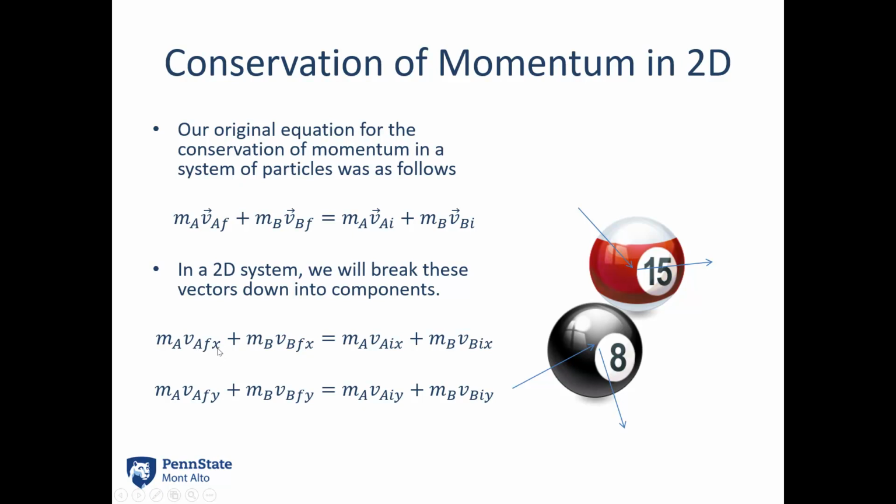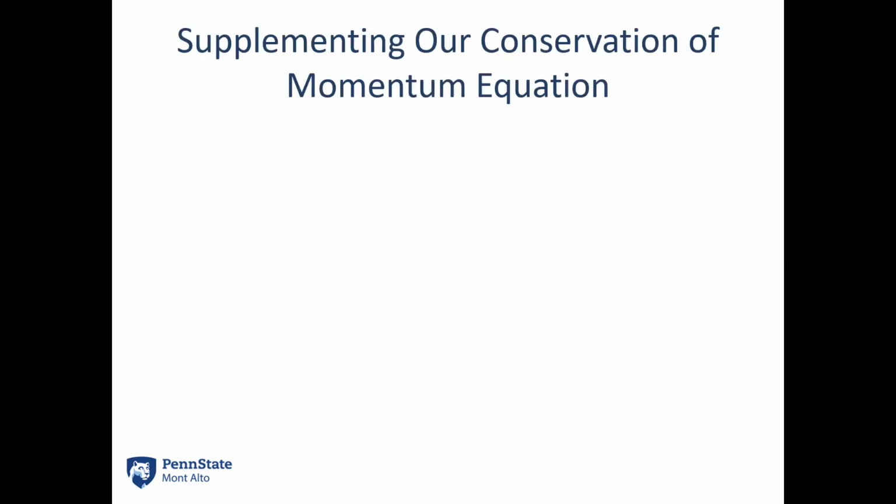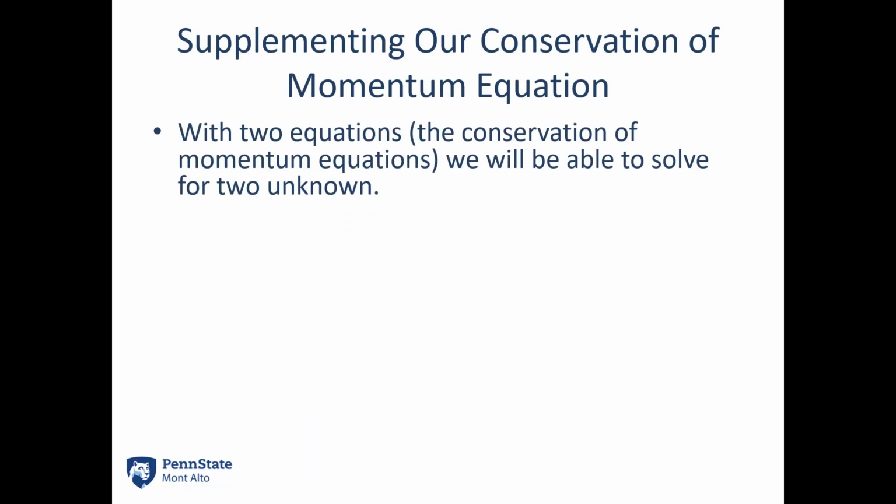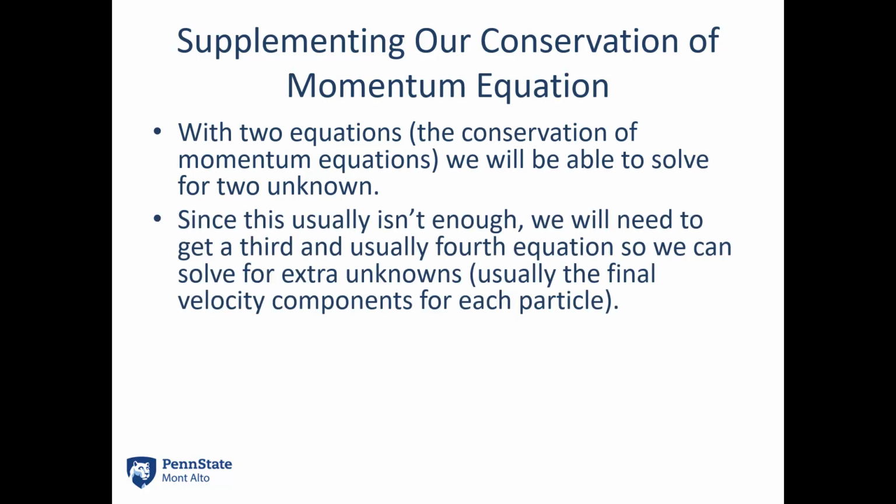All right, so there are 2 conservation of momentum equations, but those usually aren't going to be enough. We want to supplement our conservation of momentum equations with something else, because being able to solve for 2 unknowns is usually not enough. We're usually going to need 4 equations to solve for all the unknowns.